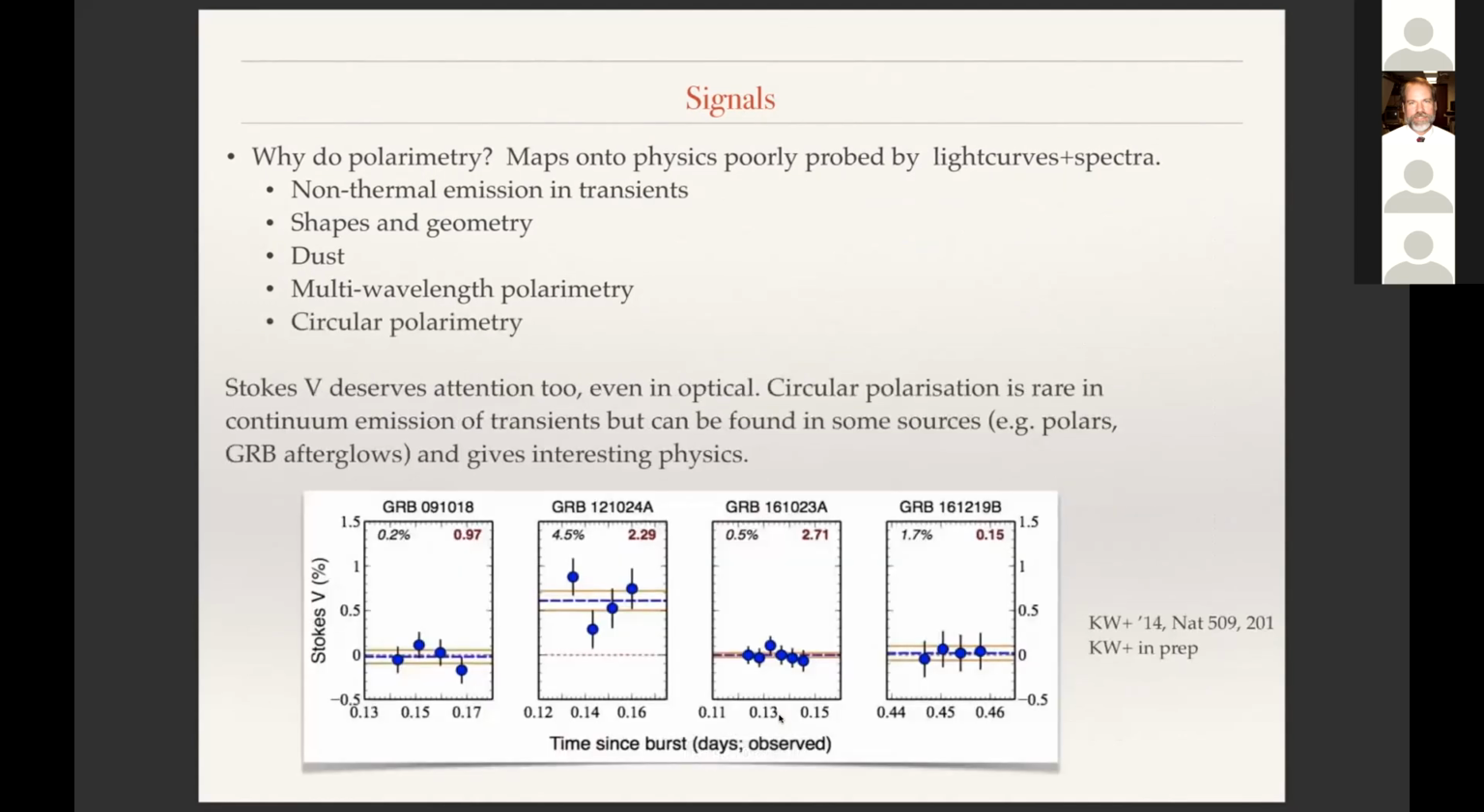Circular polarimetry has been mentioned before. There's not that much attention to circular polarization in transient sources, other than perhaps polars, of course. But gamma ray burst afterglows also show some circular polarization, as we found a few years ago. And it is really interesting to study that, because you get some really nice microphysics out of that.